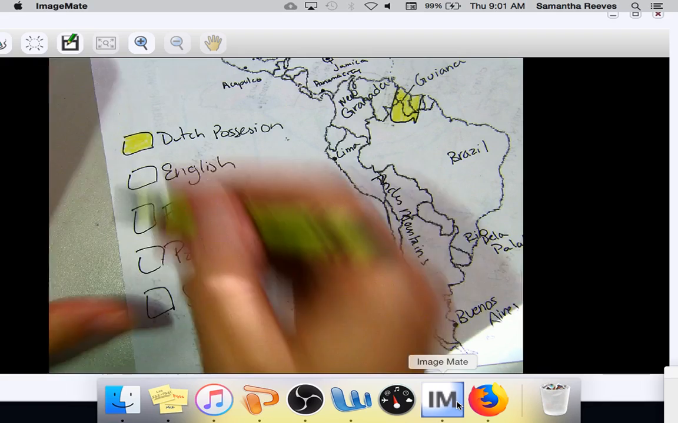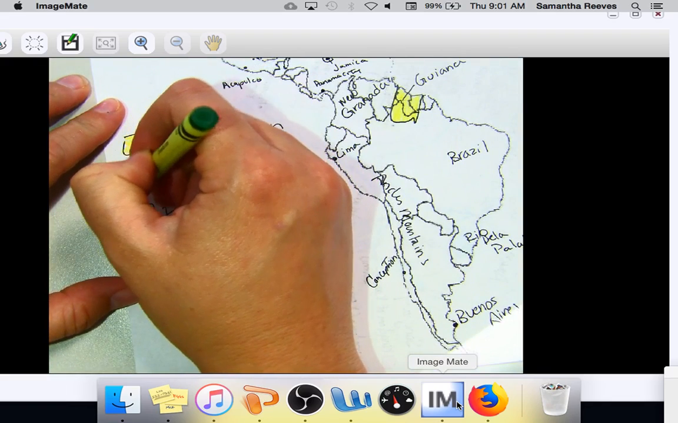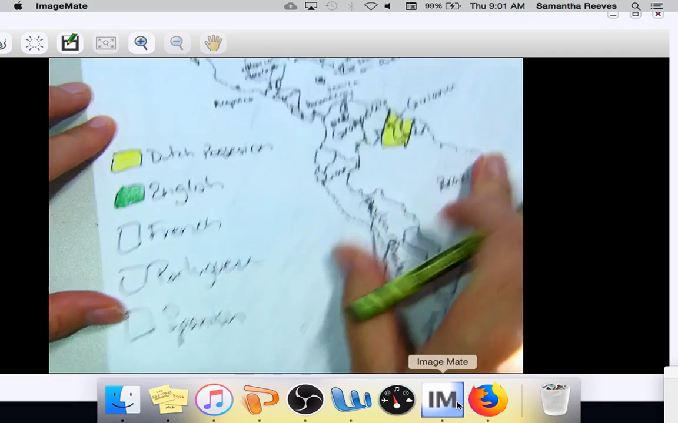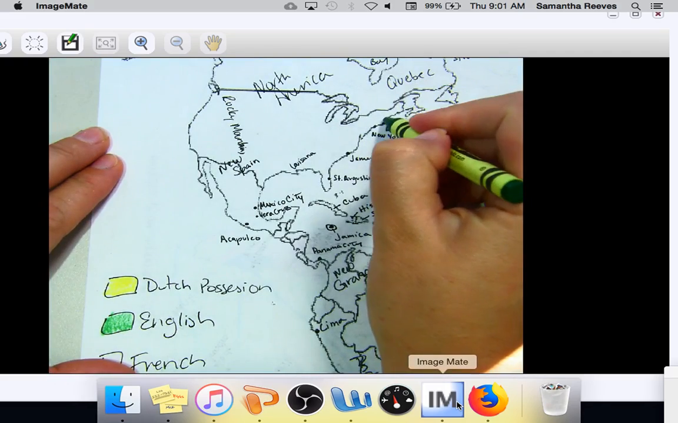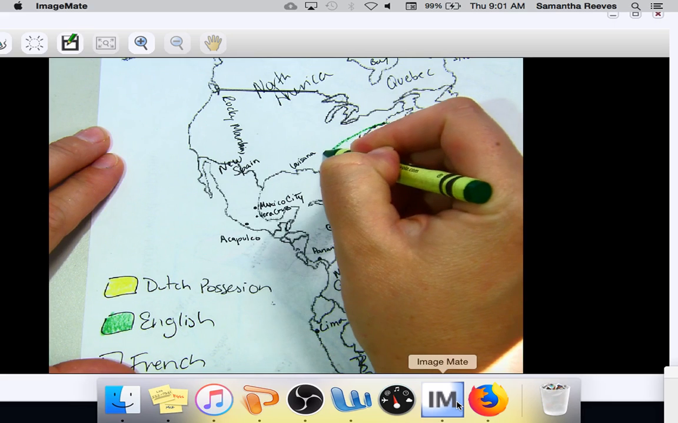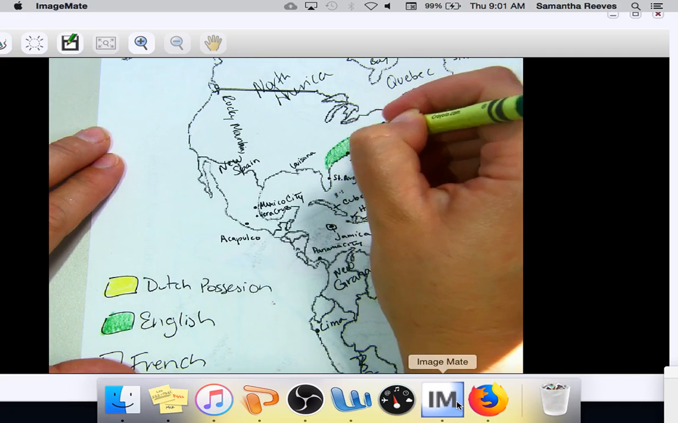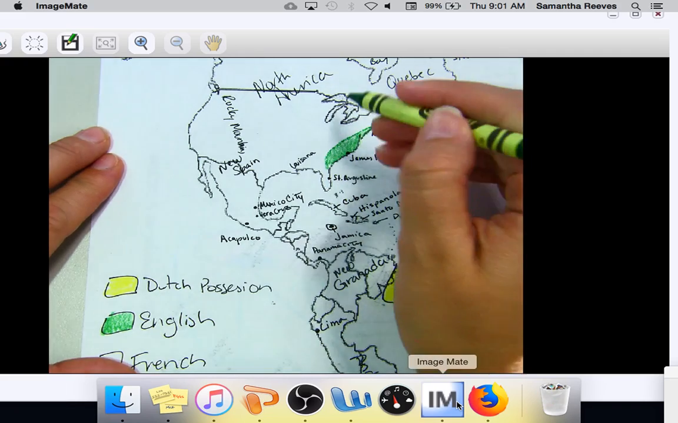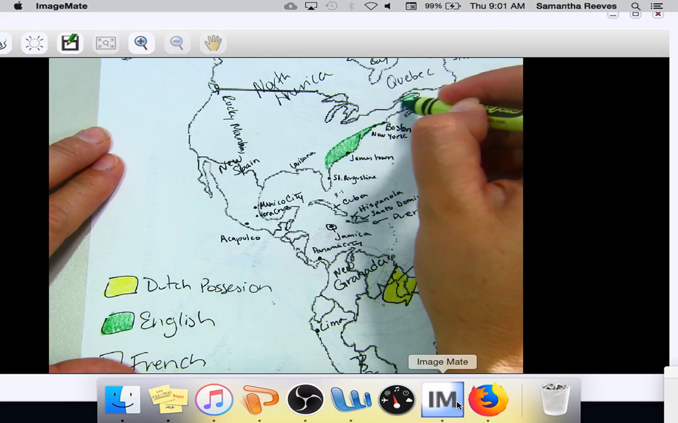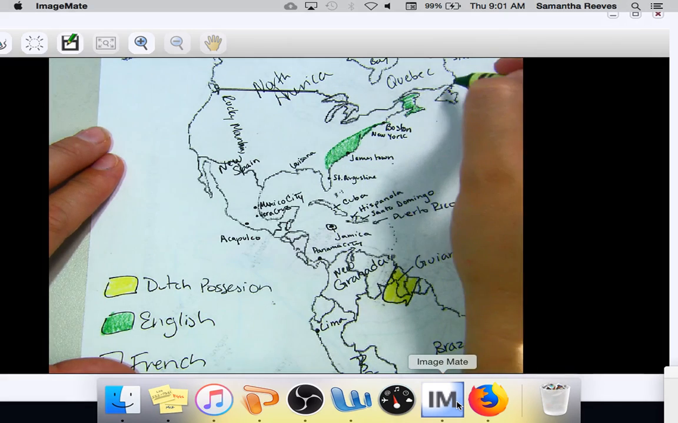All right, English. The English are going to spend most of their time in North America, of course, as you know, hence why here we are. So of course they have most of the East Coast. Now they're going to follow the Appalachian Mountains. If you were an English citizen, you are not supposed to go across the Appalachian Mountains. So what did naturally all the colonists do?